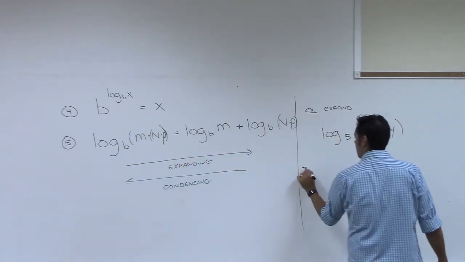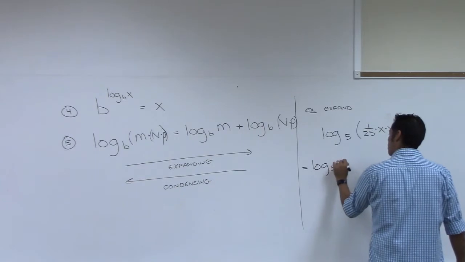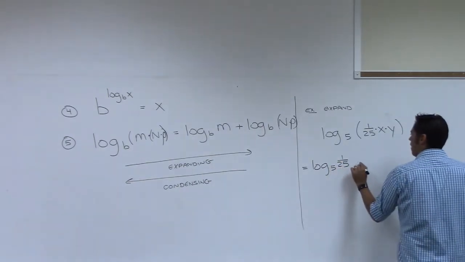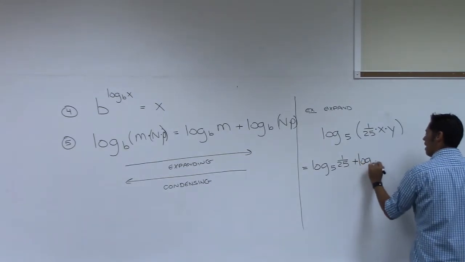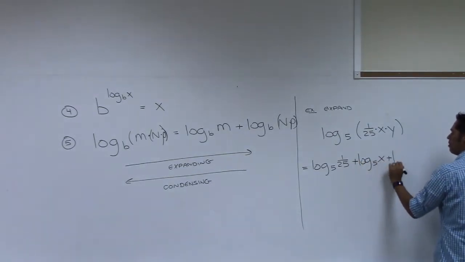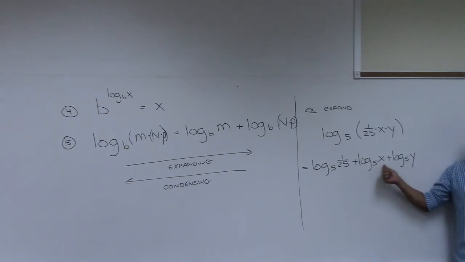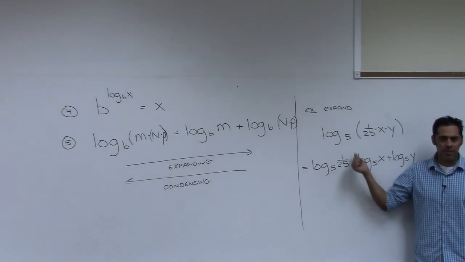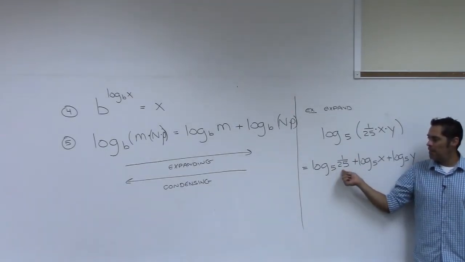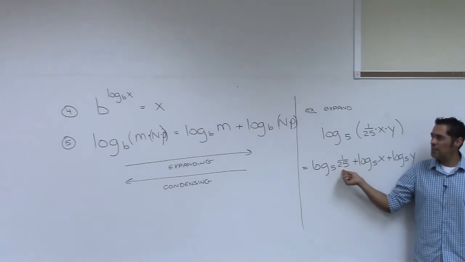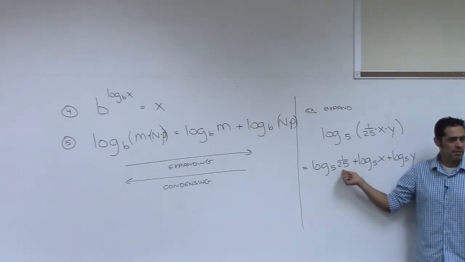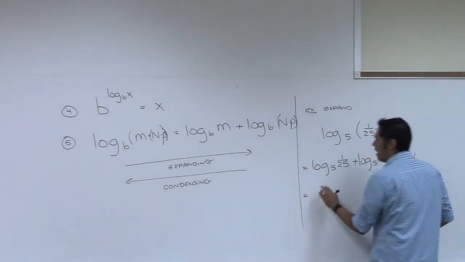So what would this be? Log base 5 of 1/25, good. And then plus log base 5 x plus log base 5 y. Good, that's it right there. Are we done? These 2 I can't touch because I don't know what x is and I don't know what y is. But this has just numbers in it, right? Do you recognize 1/25 as a power of 5? It's 5 to the negative 2, isn't it? So I could just write down negative 2 here.